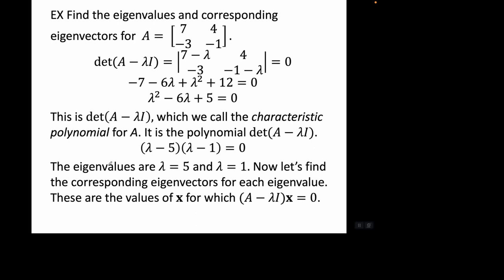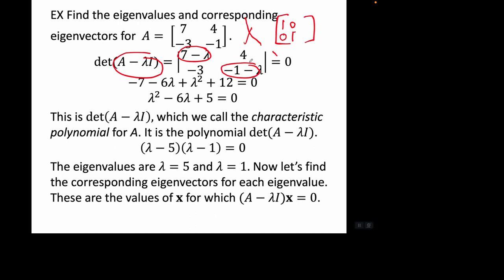So find the eigenvalues and the corresponding eigenvectors for A equals [7, 4; -3, -1]. We find the eigenvalues by finding the determinant of A - λI and setting it equal to 0. Okay, we know what I looks like. I is just going to be [1, 0; 0, 1]. You multiply that by λ, and then you're just going to get [λ, 0; 0, λ]. So you subtract that from A, and you're basically subtracting λ from the diagonal.